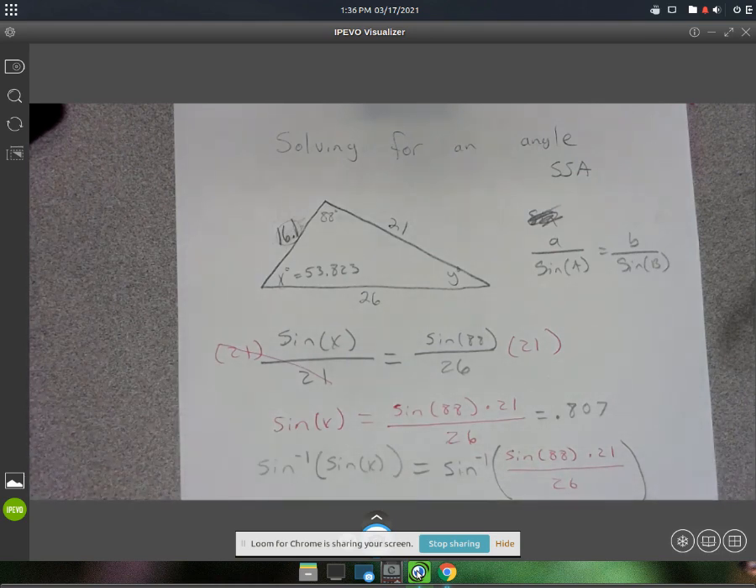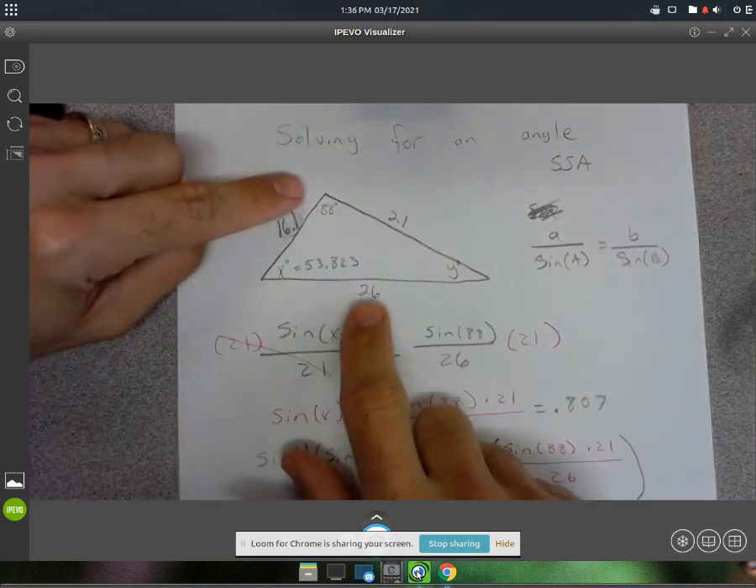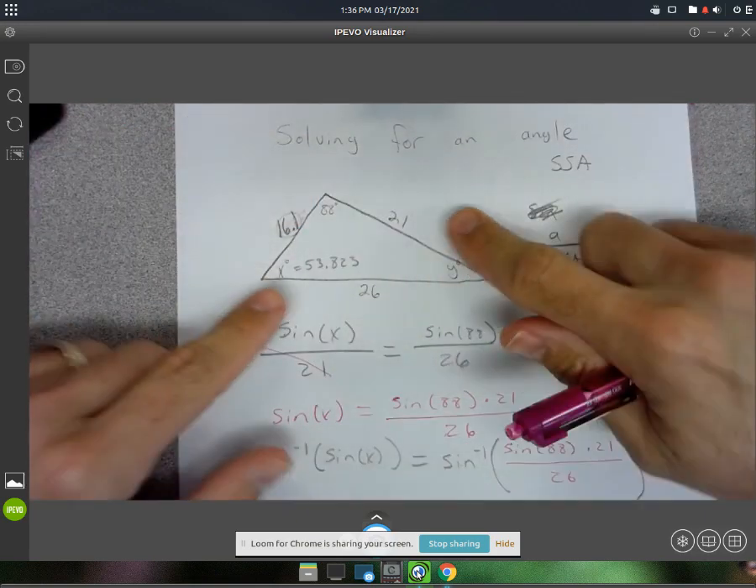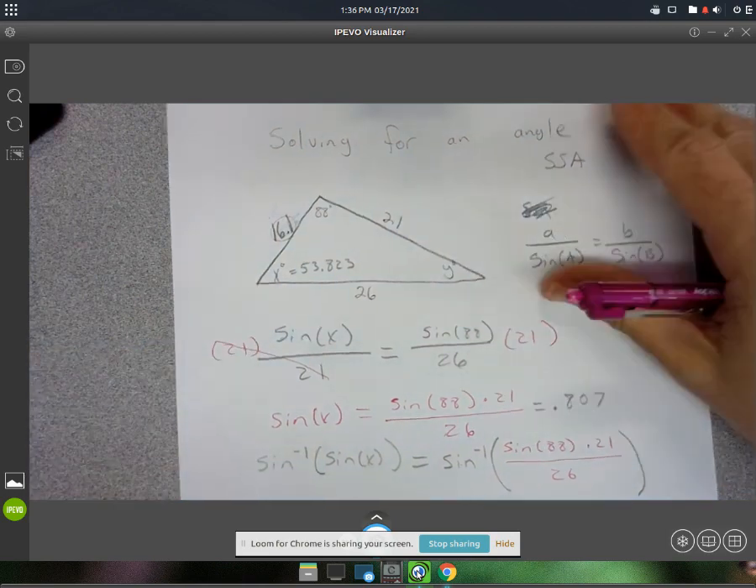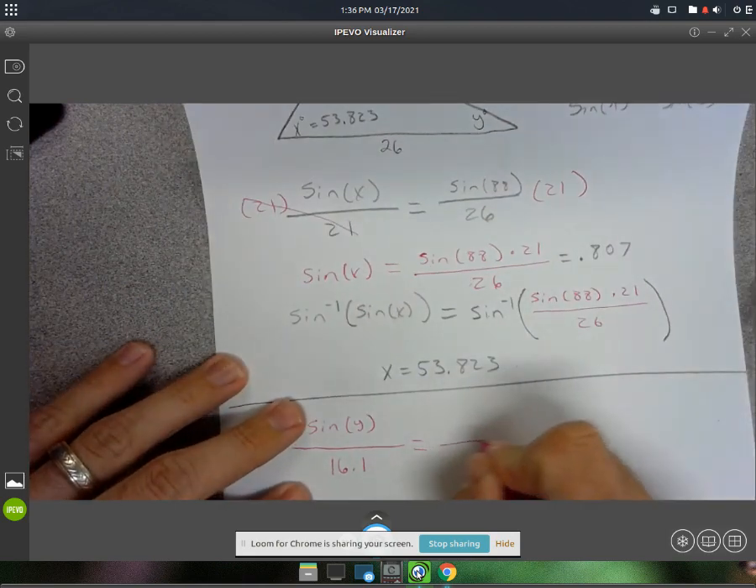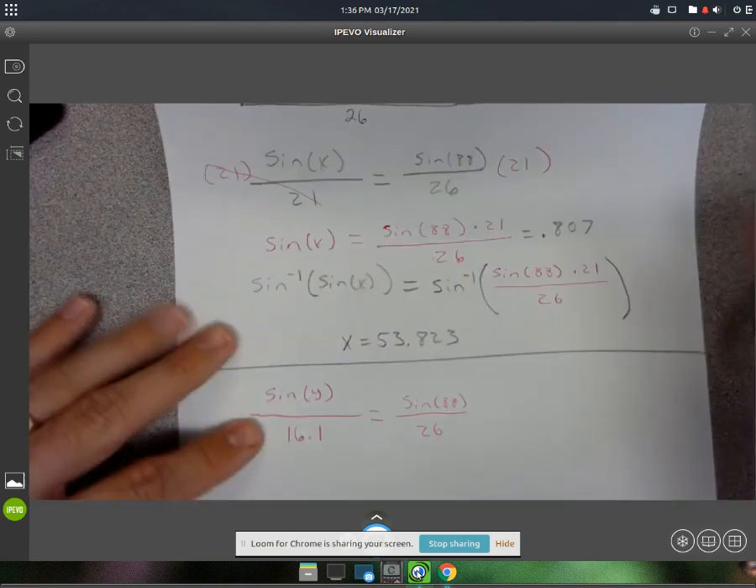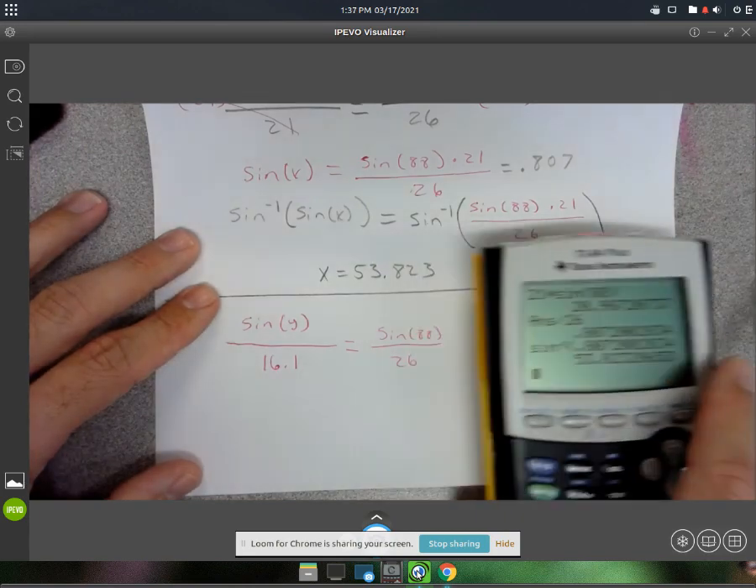And then for my other one, I just got to pick an angle and a side that's opposite where I know both of them. So I could use these or I could use these now. Okay, I'm just going to use the same ones from before. Sine of 88 divided by 26. And then we'll just use our calculator to solve this here.